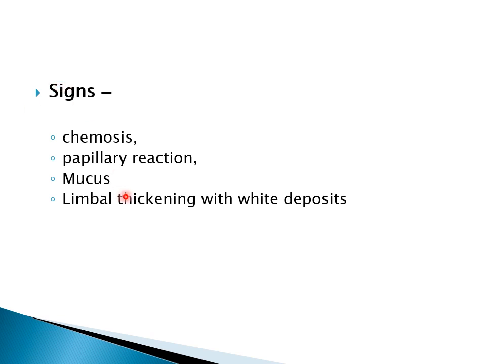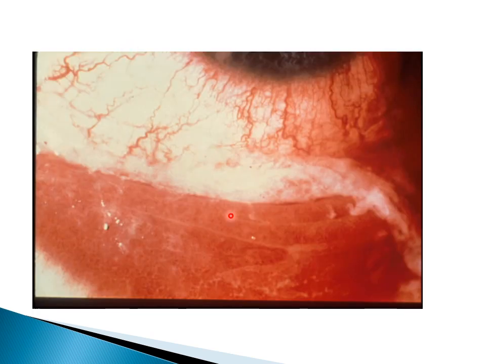On examination, there might be chemosis. Chemosis means conjunctival edema or papillary reaction. The most important sign in the conjunctivitis of allergic cause is the papillary reaction, in addition to mucus. In certain cases, such as vernal catarrh, there might be limbal thickening with white deposits. This is diffuse conjunctival injection with whitish sticky discharge, suggestive of mucus origin.